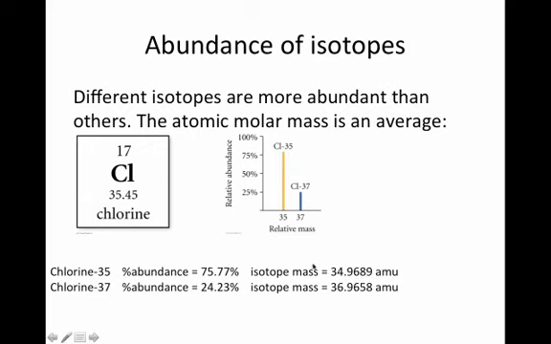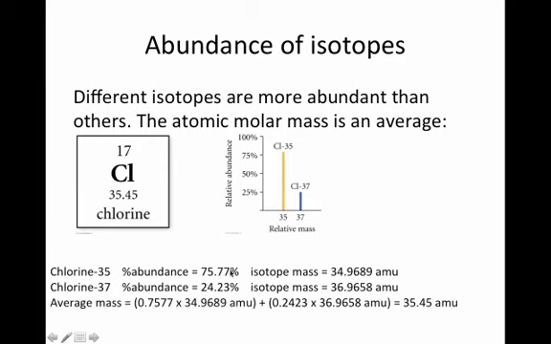Then how do we take an average? We have to count this number more because there are more of these chlorine 35s, and this number less. You can do that just with the percentages. So you convert the percentages to a decimal. Your average mass is 0.7577 times the mass of that isotope, plus the percent abundance of the 37, so 0.2423, times its isotope mass. Add those numbers together and you get 35.45, which is exactly what we had. That's it for isotopes. I hope that you enjoyed it and that you learned a little bit.